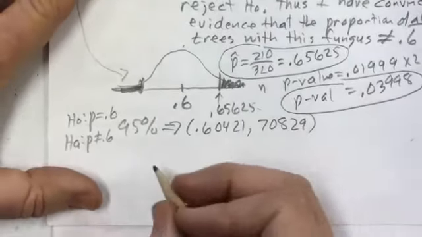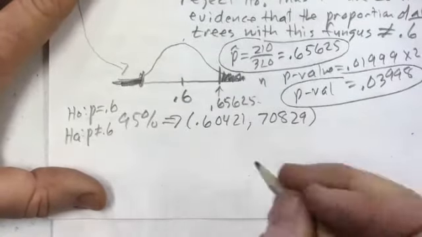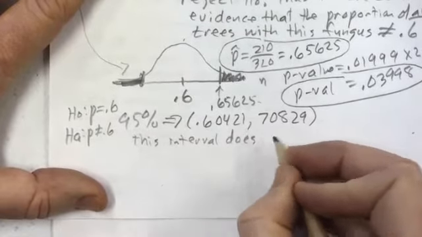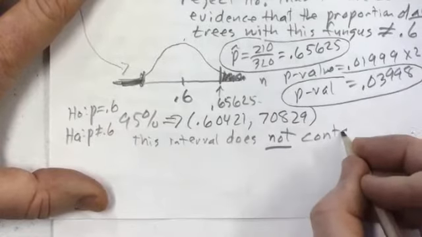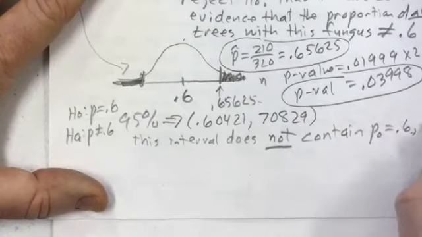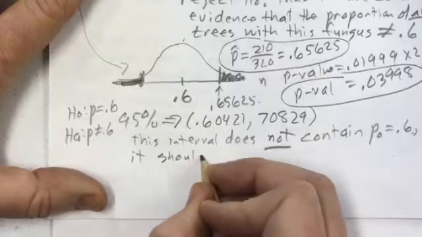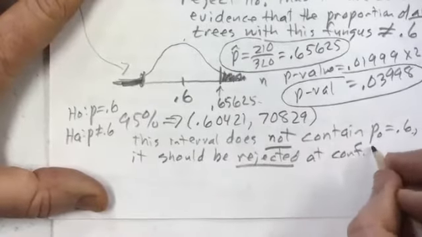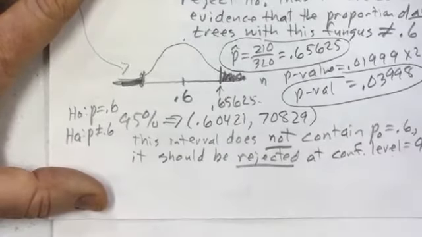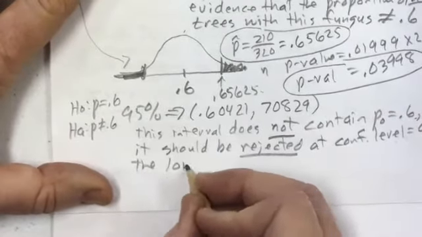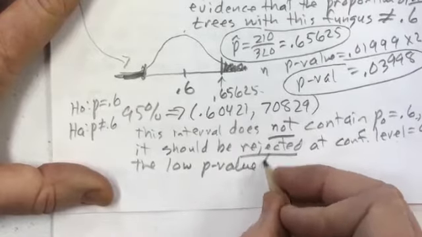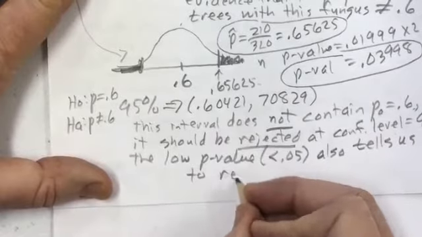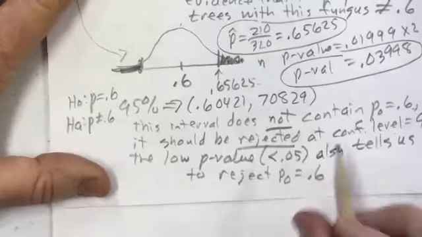And so this is what we would say, and we kind of said something similar to this last chapter. We would say this interval does not contain the p-naught of 0.6, so it should be rejected at confidence level of 95%. The low p-value, less than 0.05, also tells us to reject p sub naught equal to 0.6. And so that's the connection there.